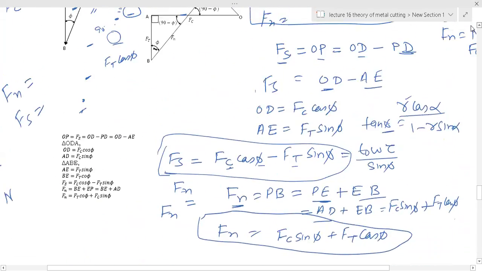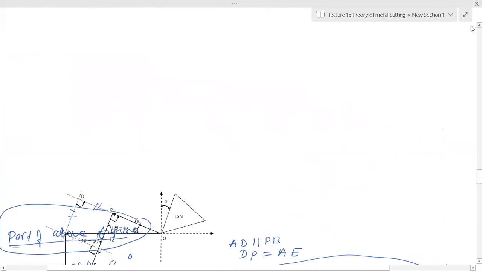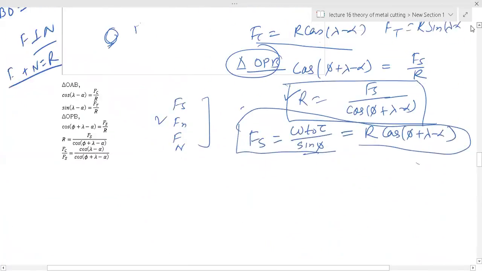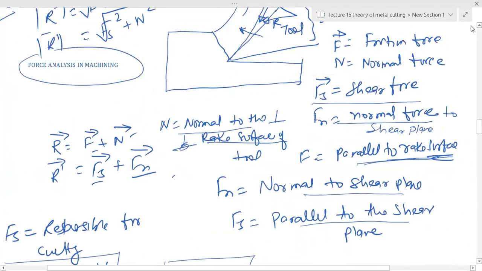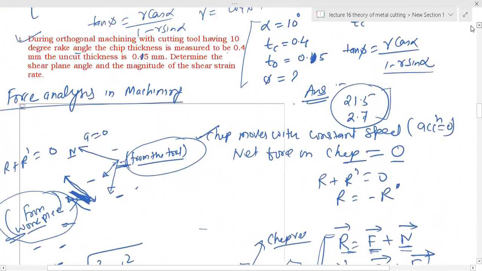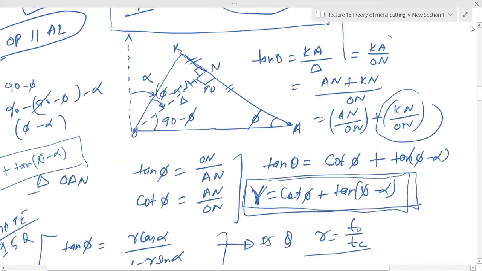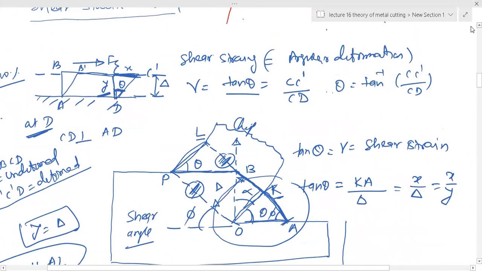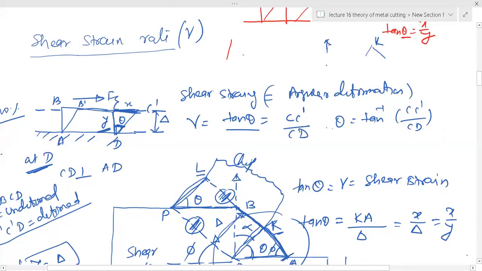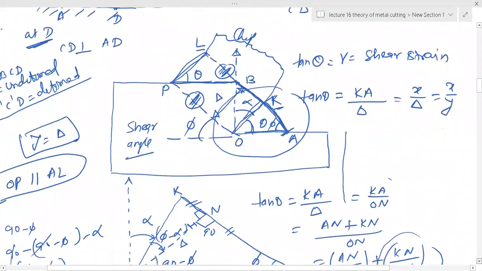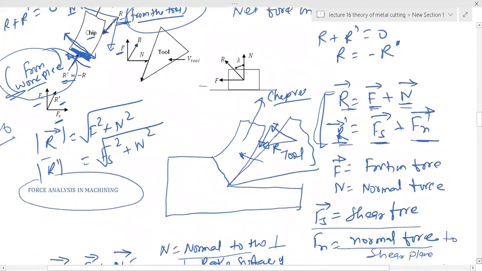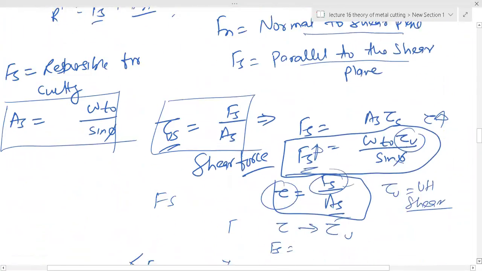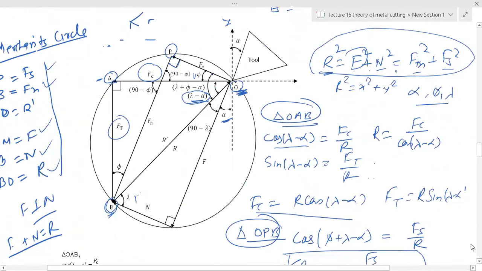Here I explain to you in that Merchant circle diagram how to find the relation of friction force and normal force in terms of Fc and Ft. So it is easy, very easy.